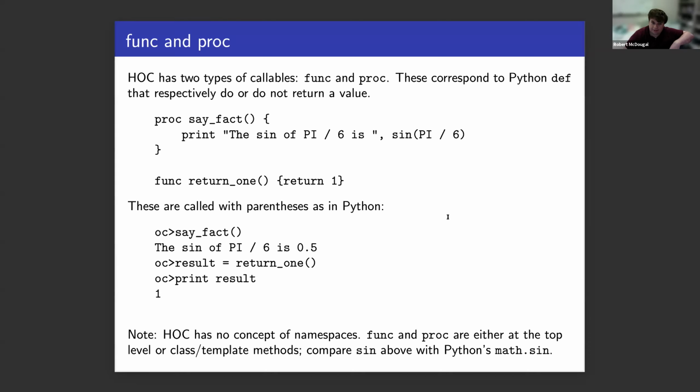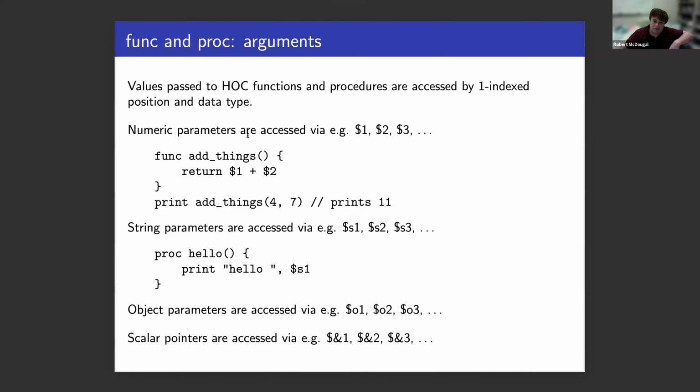Great. What about if they do take variables? Well, even if it does take a variable, you don't actually list the variables in HOC. You'll never see variables listed as function arguments. Instead, the variables are only ever referenced using positional indicators. So $1 refers to the first variable. $2 refers to the second variable. If you've ever done bash scripting or something like that, you may have seen this kind of syntax.